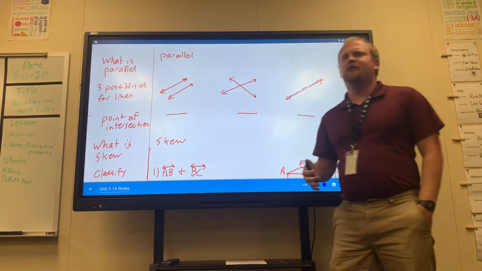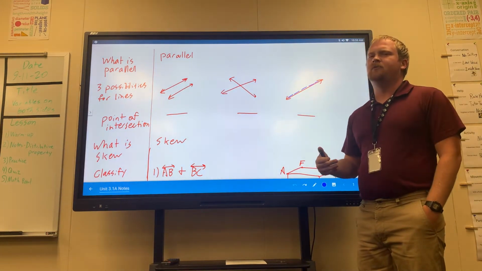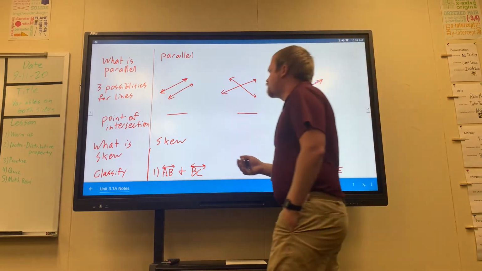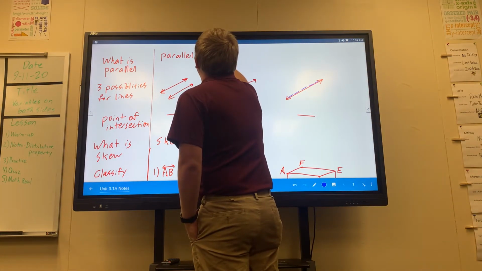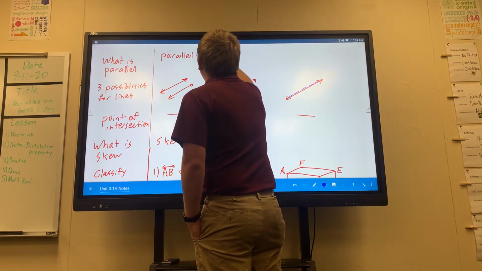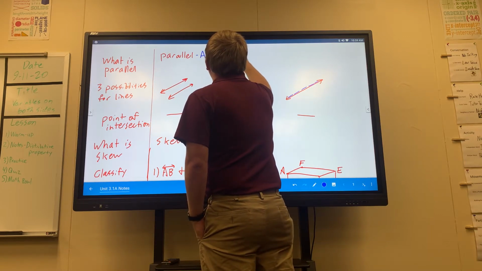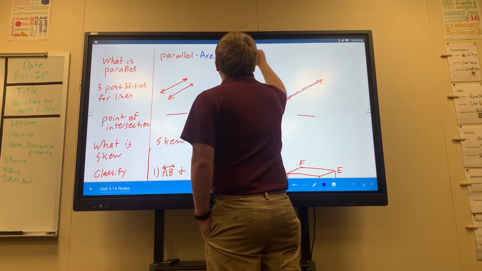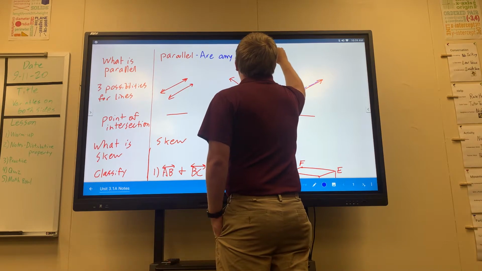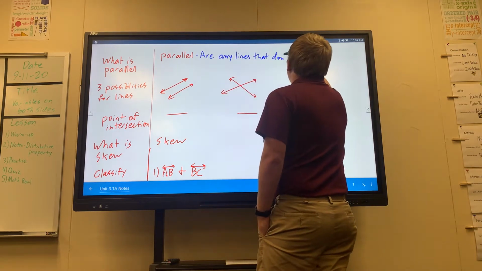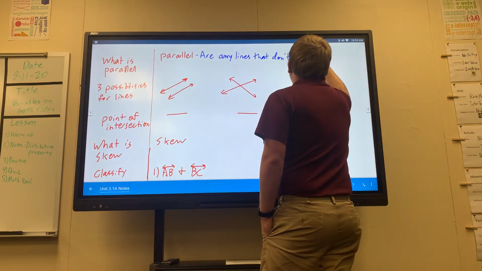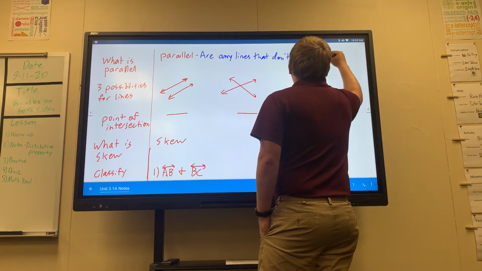Now, y'all have probably already seen or discussed parallel lines before, but just to make sure we get a good understanding, parallel lines are any lines that don't cross each other.